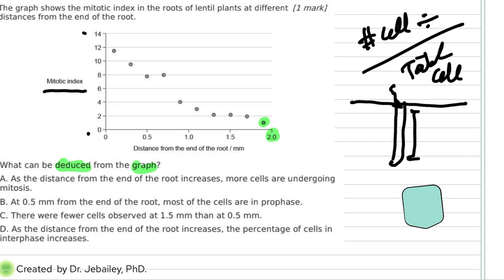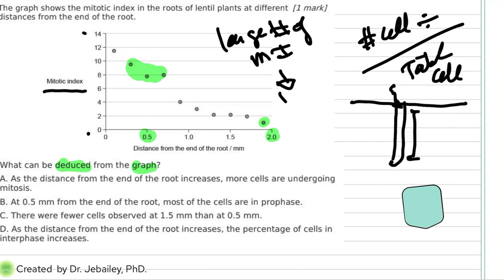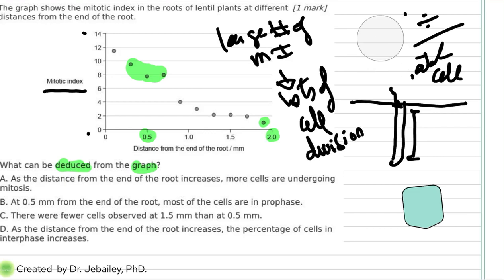But when the distance from the end of the root is small, there is a bigger number of mitotic index. What does that mean? Usually, if the mitotic index has a large number, it means that there is a lot of cell division. So as I recap here, you can even write this. A large number of mitotic index automatically means lots of cell division.